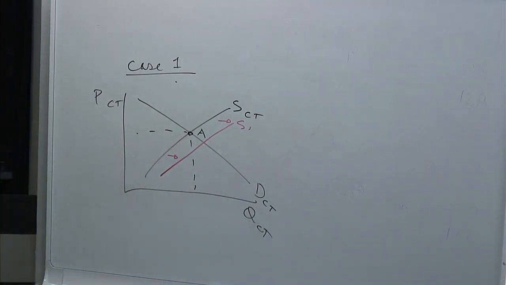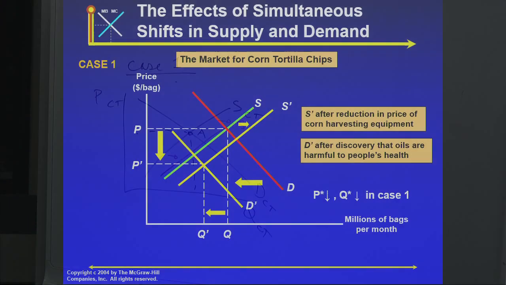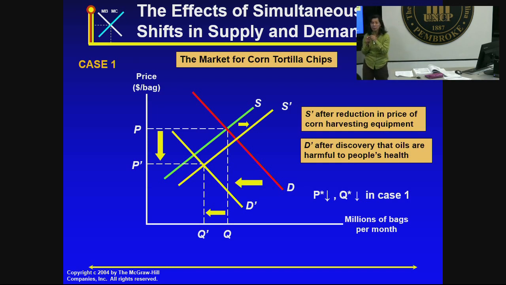Now on the demand side, there's also a factor. There's a discovery that oils are harmful for people's health, particularly corn oil. If you read, let's say in the New England Journal of Medicine, that eating too much of this corn oil is going to cause cancer or something drastic like that, how would people react? Do you think they'll buy more corn tortilla chips or less?